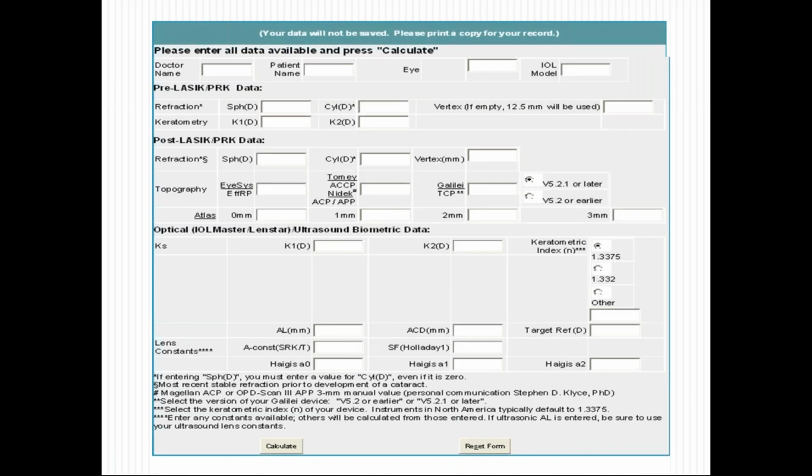So this is the format in which the data is entered. Pre-LASIK or PRK data is entered above, and post-LASIK or PRK data is entered below, and also the optical IOL Master, Lenstar data values are entered here, and finally the IOL power is obtained.